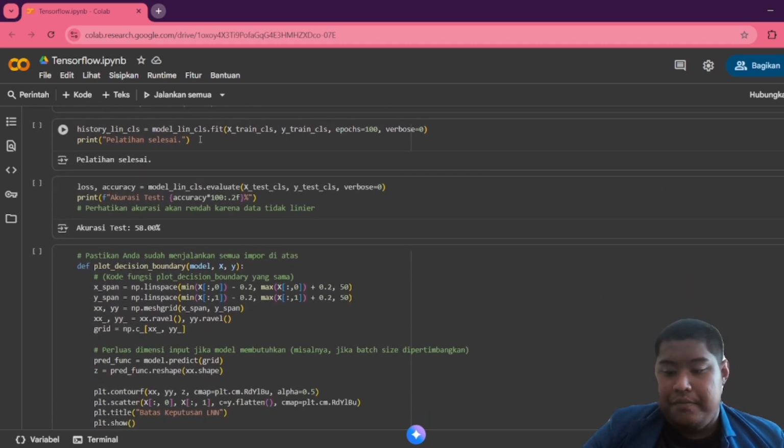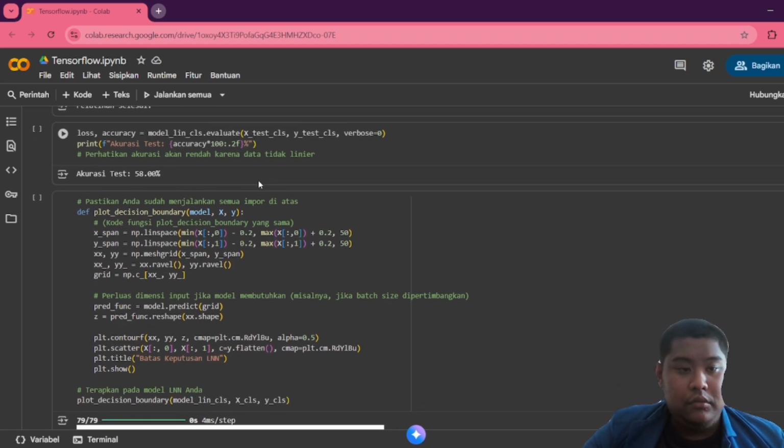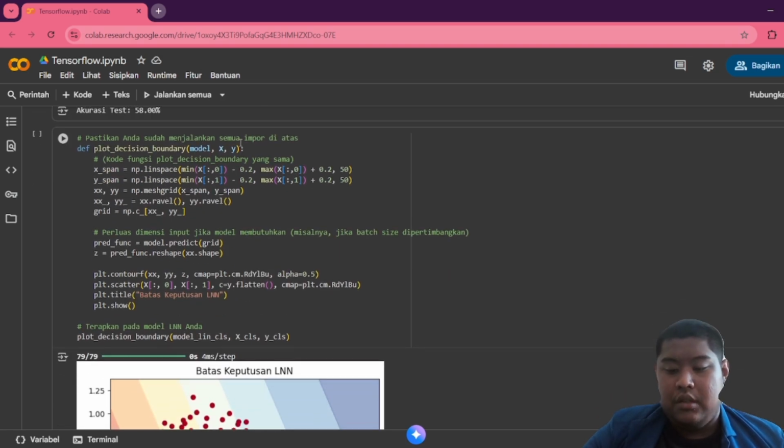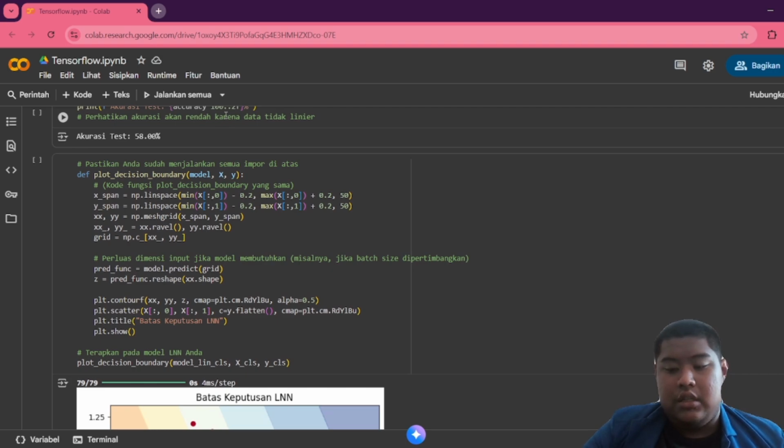Next, this linear classification model is trained for 100 epochs on the nonlinear moons dataset. The output confirms that the linear classification model has finished its training process. Next we evaluate the trained linear model on the test data to check its accuracy. And the test accuracy is only 58%, which is low because a linear model cannot properly separate this nonlinear data.